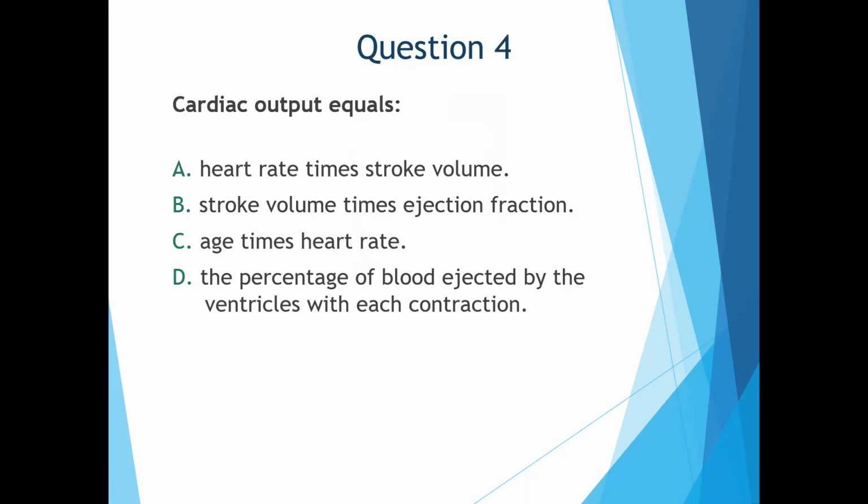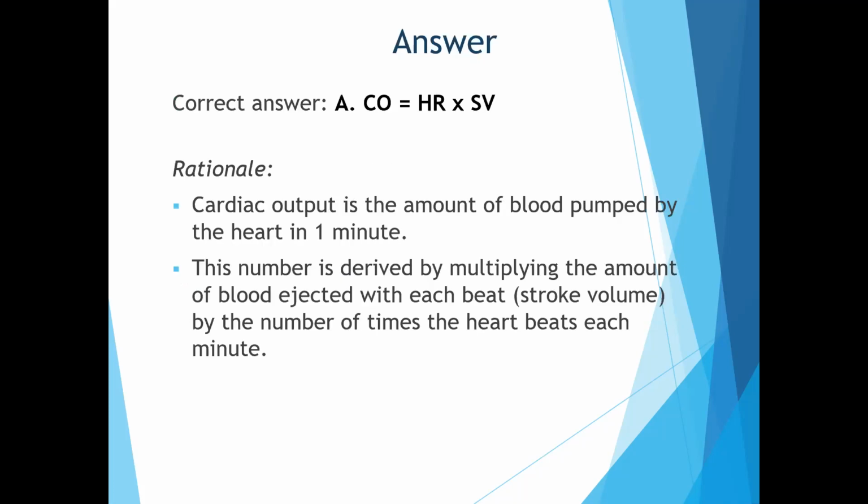Okay, I think this is actually review question 5. Cardiac output equals: A, heart rate times stroke volume; B, stroke volume times ejection fraction; C, age times heart rate; or D, the percentage of blood ejected by the ventricles with each contraction. The correct answer is A, cardiac output equals heart rate times stroke volume.